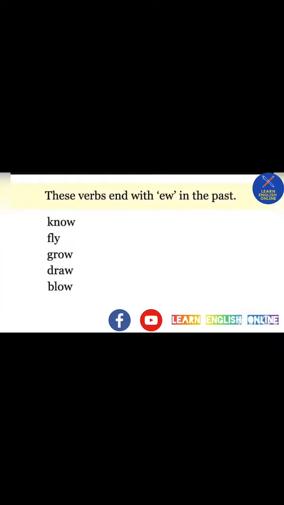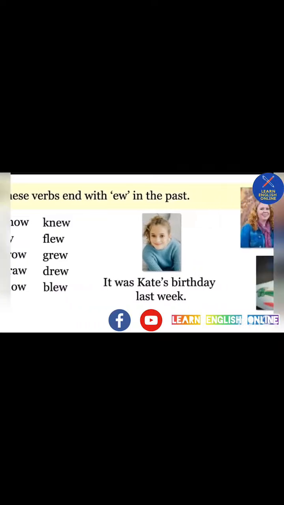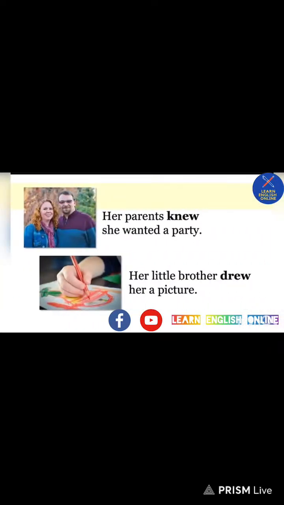These verbs end with EW in the past. Know, knew, fly, flew, grow, grew, draw, drew, and blow, blew. Let's look at them in some sentences. It was Kate's birthday last week. Her parents knew she wanted a party. Her little brother drew her a picture.